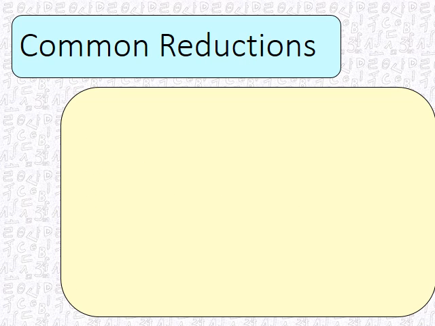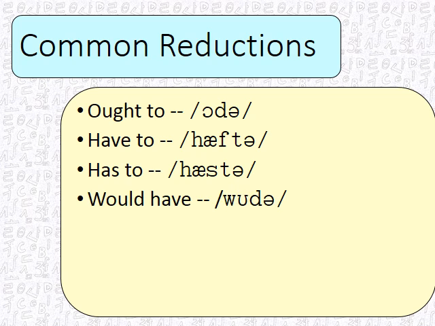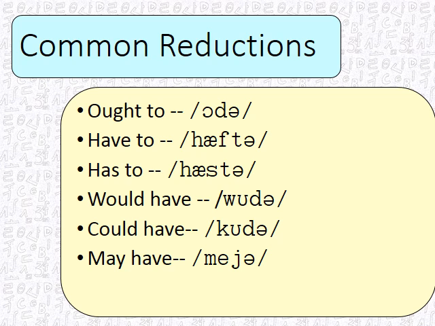Here's a list of a few more common reductions. Ought to reduces to oughta. Have to reduces to hafta. Has to goes to hasta. Would have becomes woulda. Could have to coulda. May have to maya. And might have to mighta. These are some common reductions.